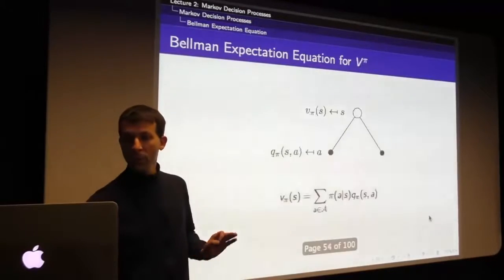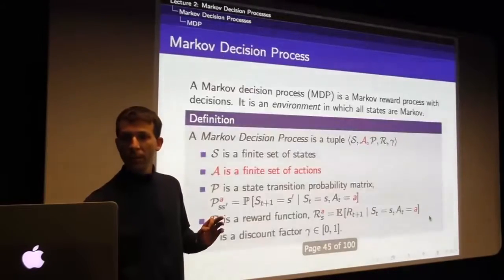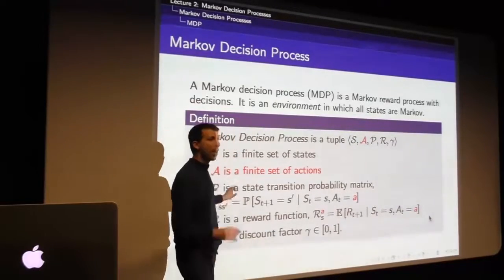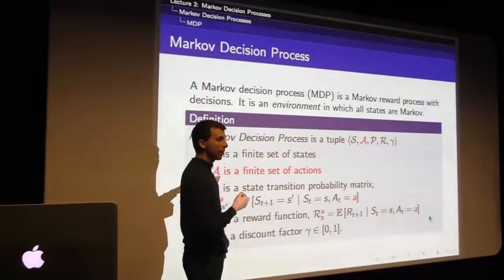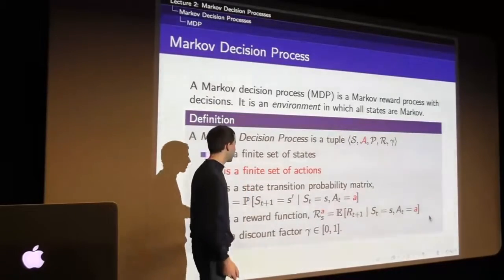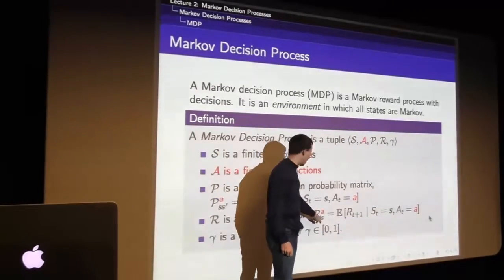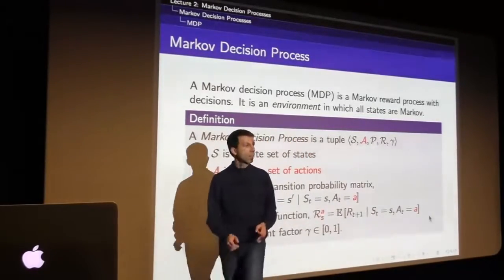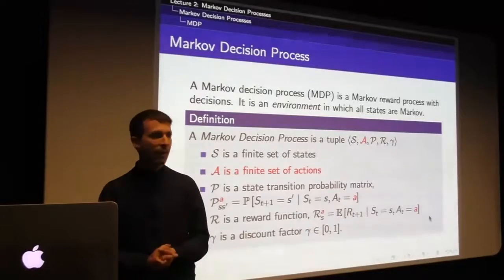Yeah, if we go back to the definition of MDP, the red highlights here indicate what changed from the Markov reward process. And one of the things which changed was that the reward function was now indexed by both state and action. So the reward does depend on the action you take. That's the definition of an MDP.